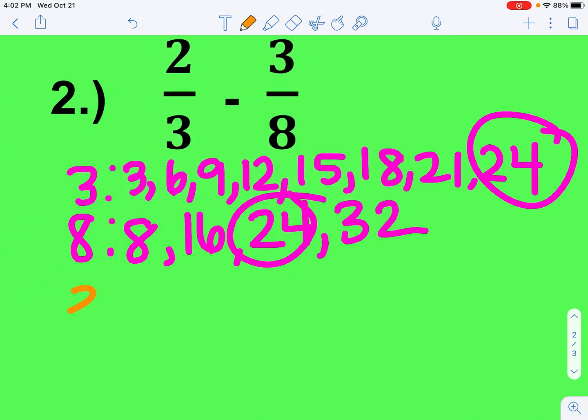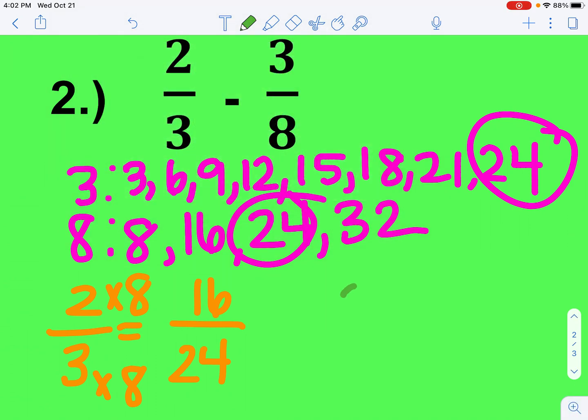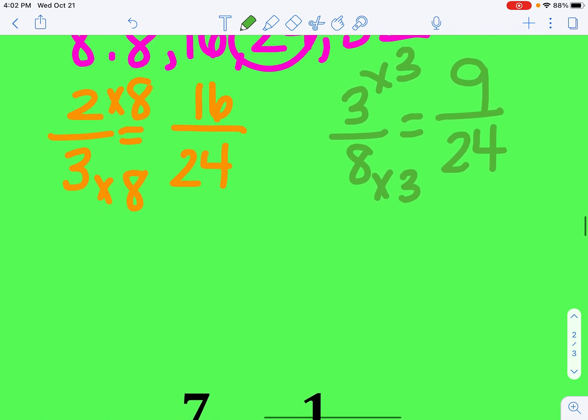So let's rewrite our fractions. I have 2/3 with now a new denominator of 24. 3 times 8 gives me 24. 2 times 8 gives me 16. And now I have 3/8, the new denominator of 24. 8 times 3 gives me 24. 3 times 3 gives me 9.